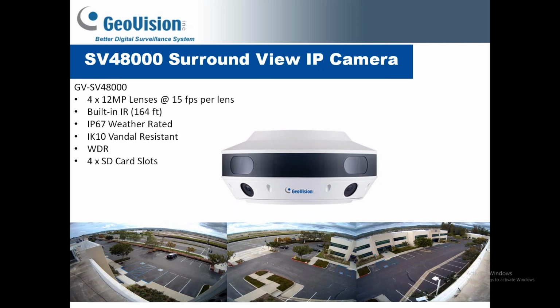And with this, obviously, you have 4 12-megapixel lenses, so you do get much higher resolution and zooming capabilities versus a 360 fisheye camera. Another unique thing on this camera is you can pull a single Ethernet cable out to it and power it over a high-powered POE injector that we sell.